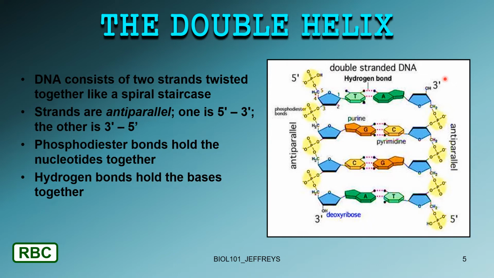It's like a two-lane highway where one lane is going north and the other lane is going south, right? But they're parallel. We call that anti-parallel, where one is going in one direction and the other is going in the opposite direction. Okay, strands are anti-parallel. One is 5' to 3', the other is 3' to 5'.